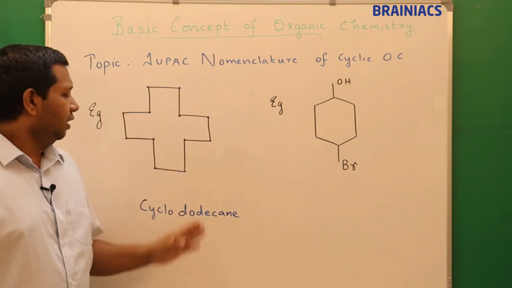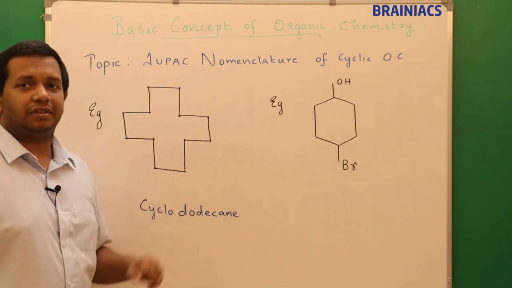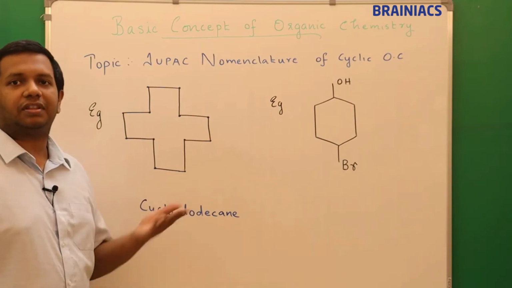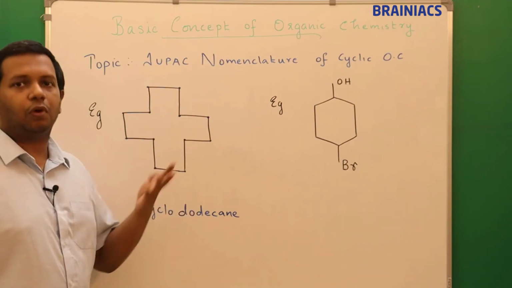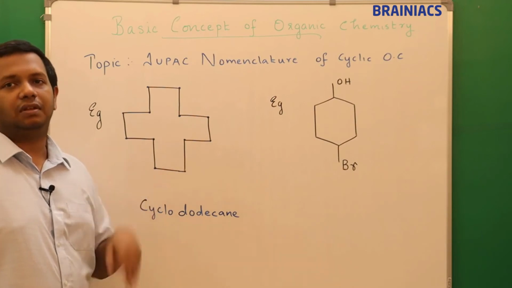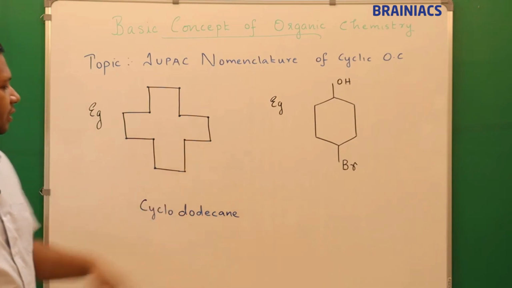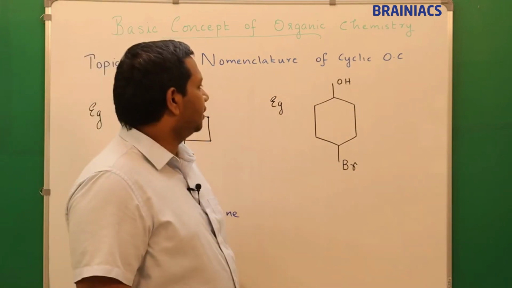Similarly, if it is 11 carbons it means undec. 10 means dec. 9 means non. 8 means oct. 7 means hept. 6 means hex. 5 means pent. 4 means but. 3 means prop. 2 means eth. 1 means meth. That we have already discussed. Now we will go to the next example, example 2.